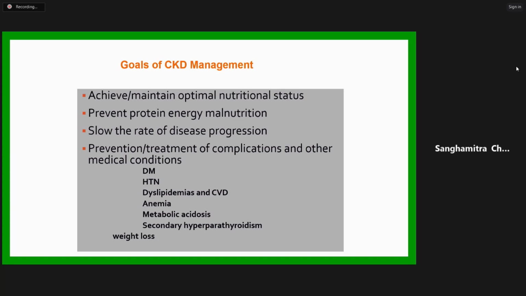The diabetic control, management of hypertension, dyslipidemia, because every CKD patient has a chance of becoming a heart patient. So dyslipidemia and CVD should be taken into account. The chronic anemia. Anemia cannot be treated or cured by just putting in iron pills and giving them an iron-rich diet, because the erythropoietin does not function well. Metabolic acidosis and secondary hyperparathyroidism and weight loss. So all these things have to be taken into account when we are dealing with diabetic kidney disease.